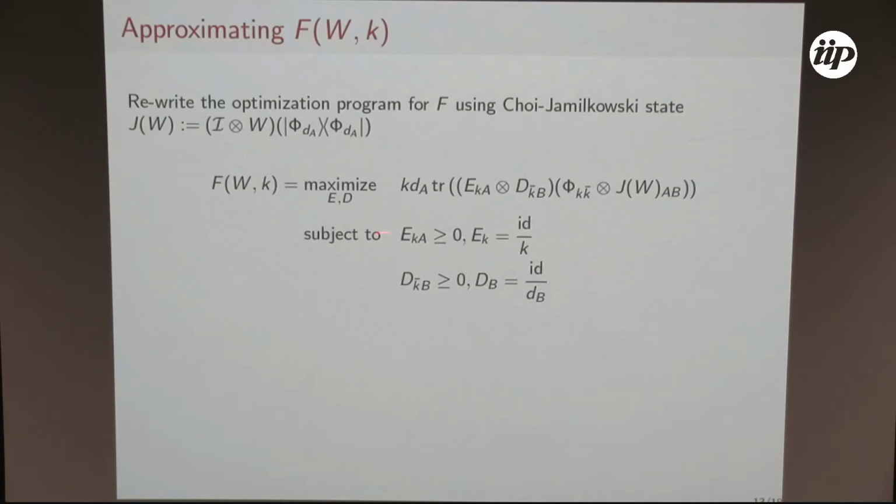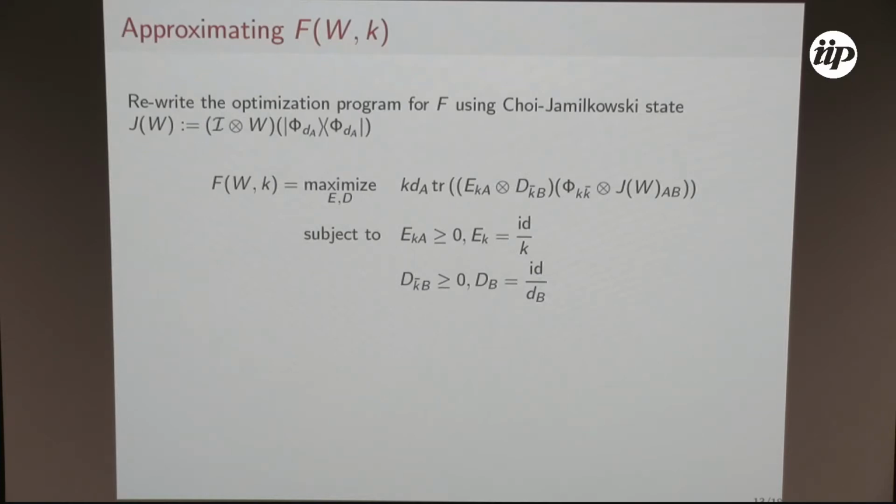Let me go a bit through it. Remember we were optimizing over encoders and decoders. What plays the role of an encoder now is this positive semi-definite operator, which acts on two systems. One which I call K because it's of dimension K, and one which I call A. So it's a bipartite state on a system of dimension K and on A. Remember, A is the input of the channel. This should be positive semi-definite, but it should be a valid Choi state. So when I take the partial trace over A, I should get something which is maximally mixed. Similarly, D is also a positive semi-definite operator with some constraint that the partial trace over B is equal to identity over the dimension.